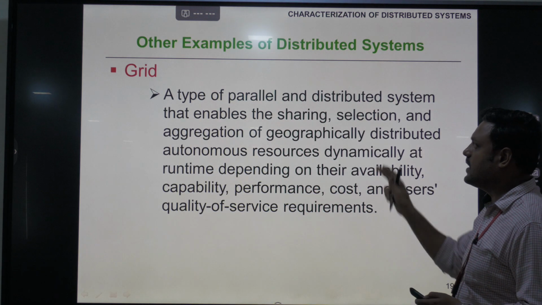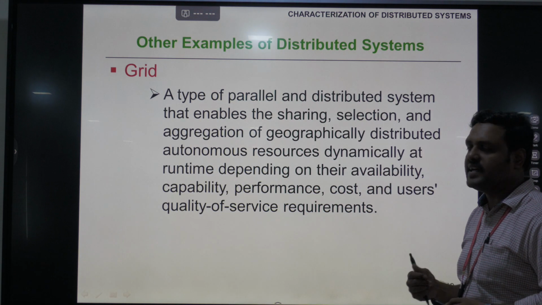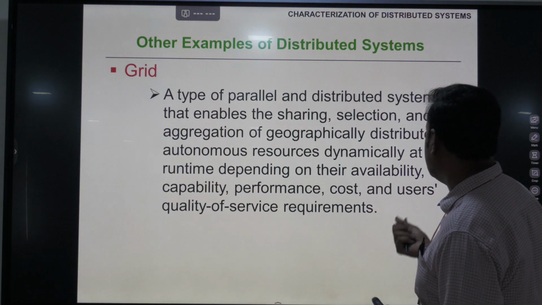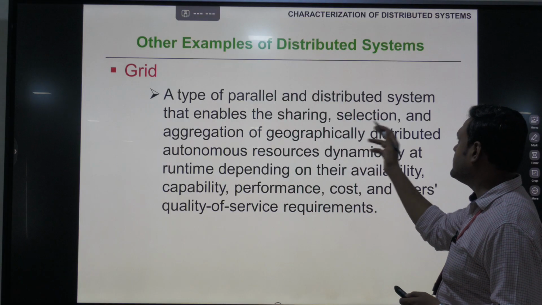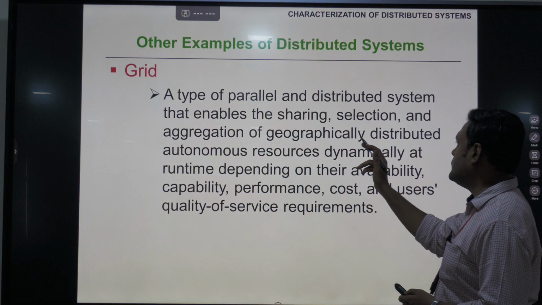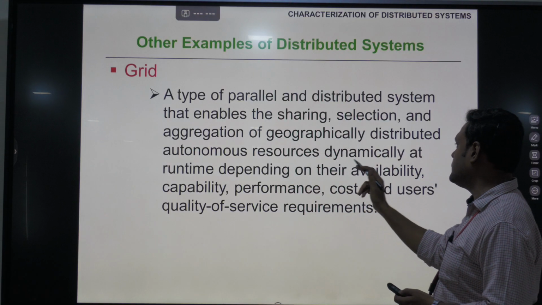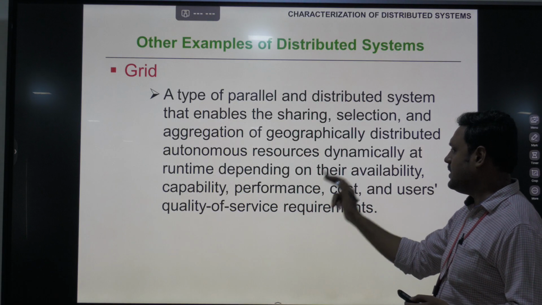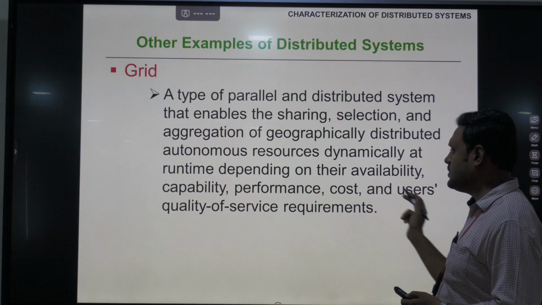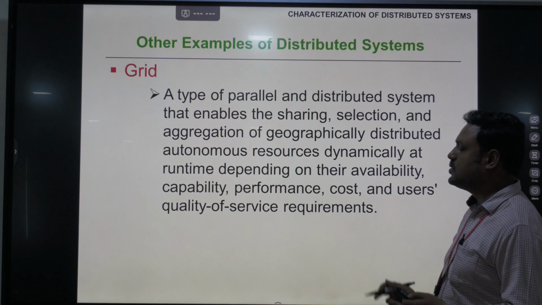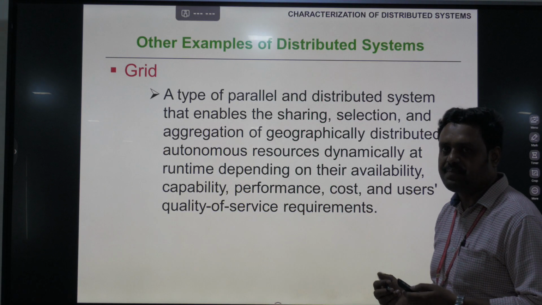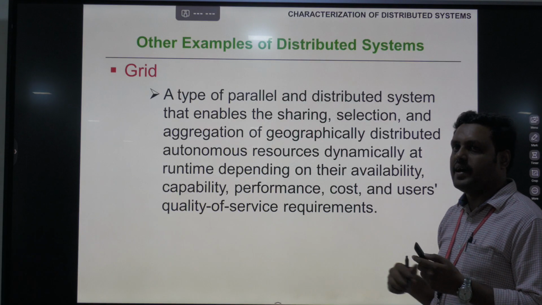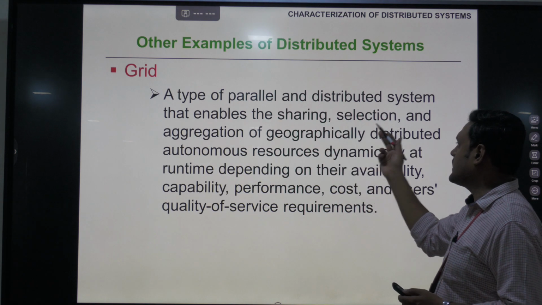And another example is grid computing. It's also a type of parallel or distributed computing system that enables sharing, selection and aggregation of geographically distributed autonomous resources dynamically at runtime depending on their availability, capability, performance, cost and users' quality of service requirements. So it is similar to the cluster technique, but it is going to have additional features like sharing, selection and aggregation.